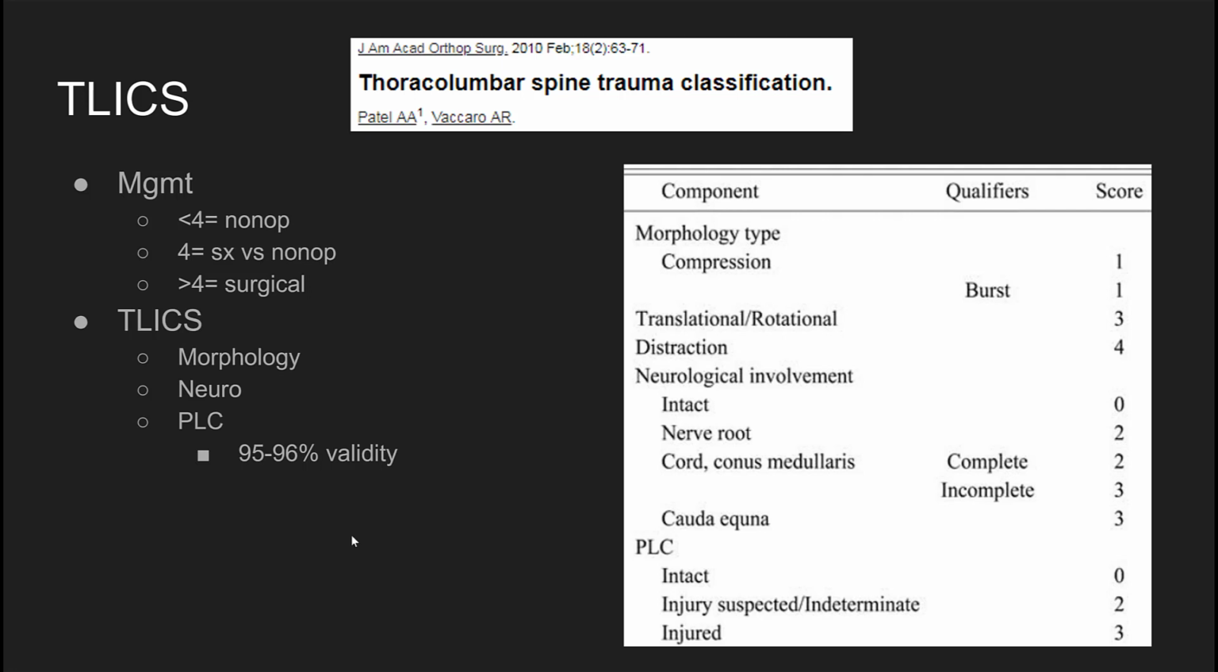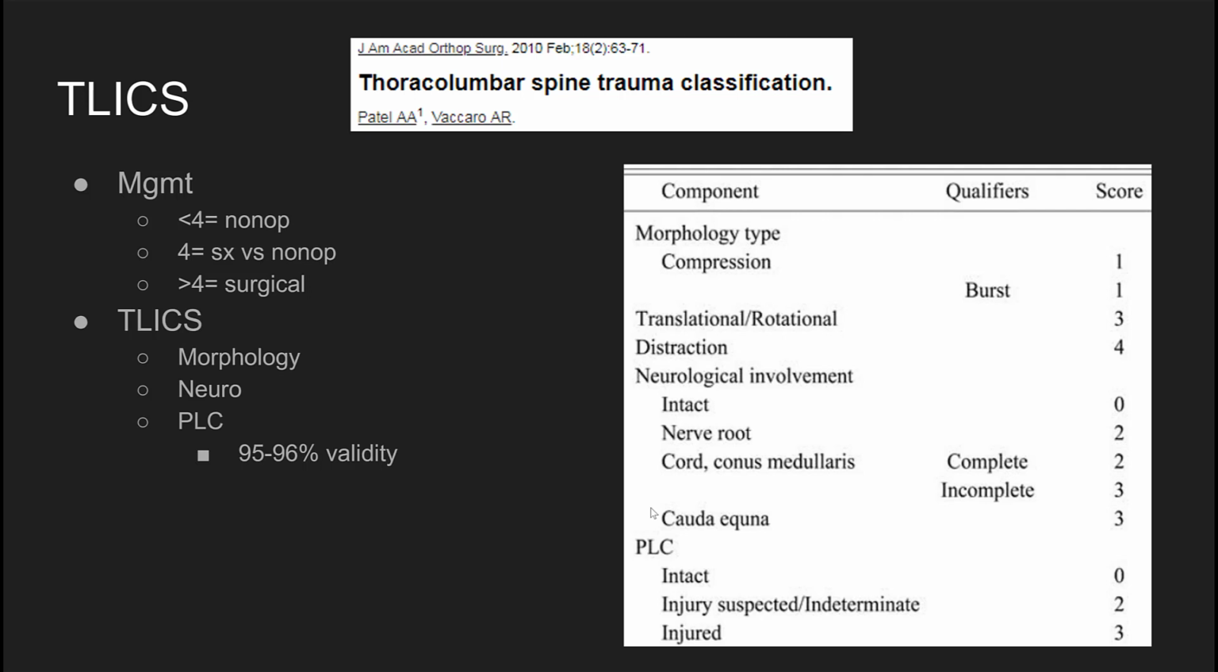Then any neurologic involvement: if they're intact, nerve root injury, cord, conus medullaris, cauda equina. And then another really big point is the posterior ligamentous complex. Is it intact? Is it equivocal? Is it injured? That's when you really need that MRI scan to look at that. What they basically said is if you have 4 points or below, non-operative usually. The gray zone is right at the 4 point mark.